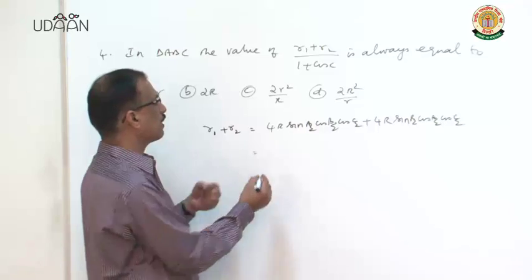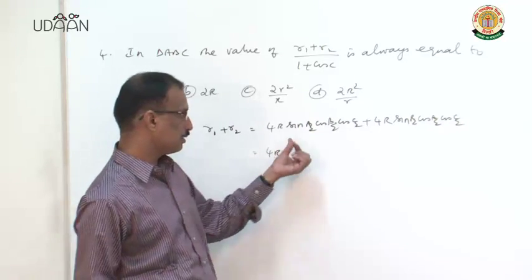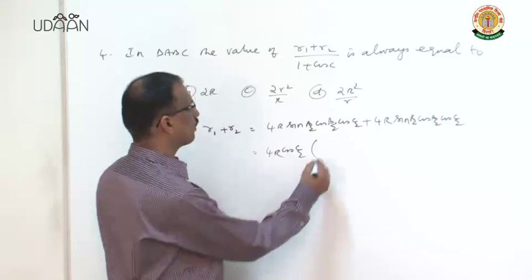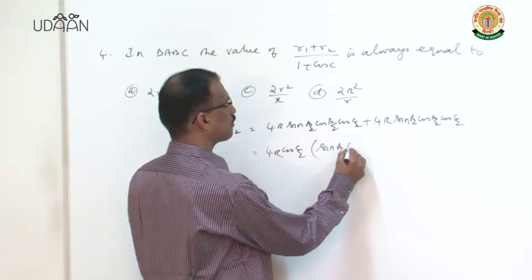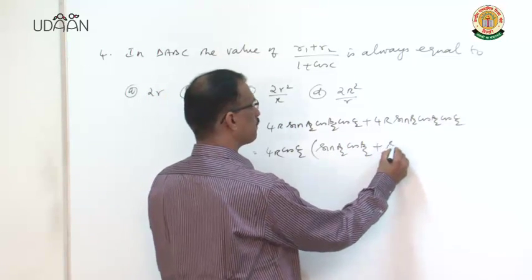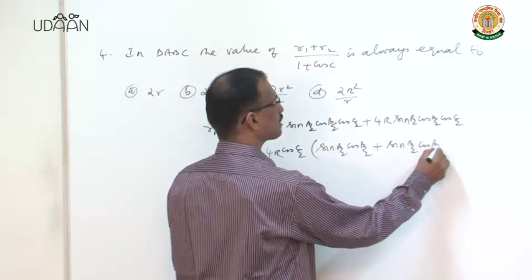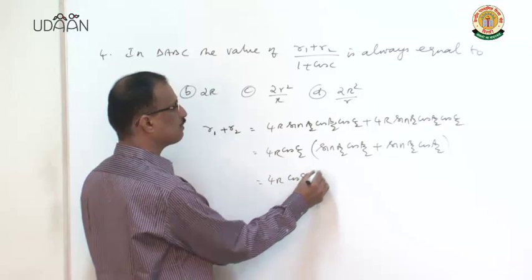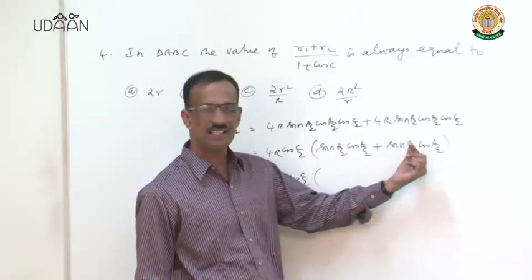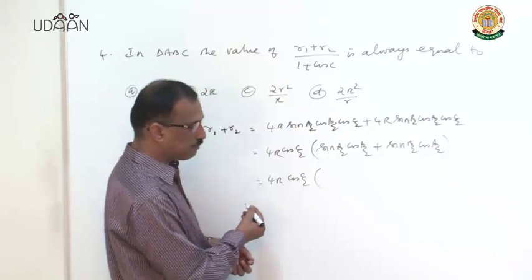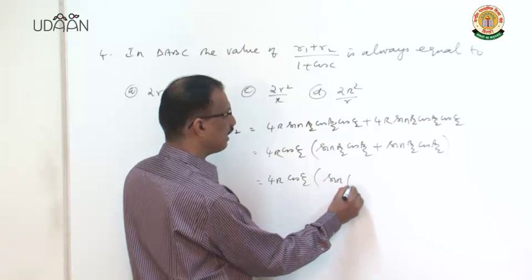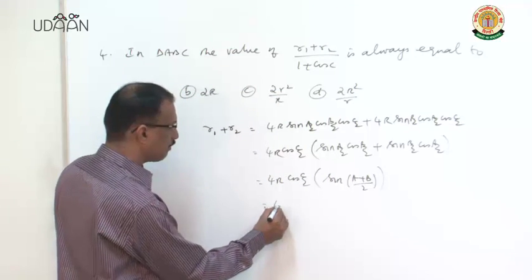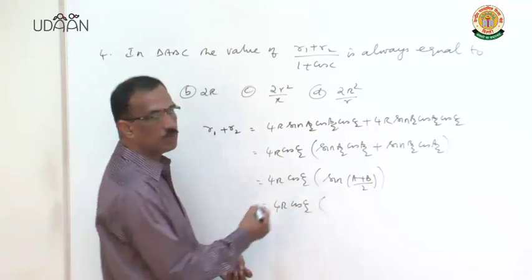Now, from this what is common? So, 4R into cos C by 2 is common. So, cos C by 2 into sin A by 2 cos B by 2 plus sin B by 2 cos A by 2 we get. So, now 4R cos C by 2, it looks like sin A cos B plus cos A sin B. So, that is sin A plus B format. So, therefore, sin of A plus B by 2 we get.